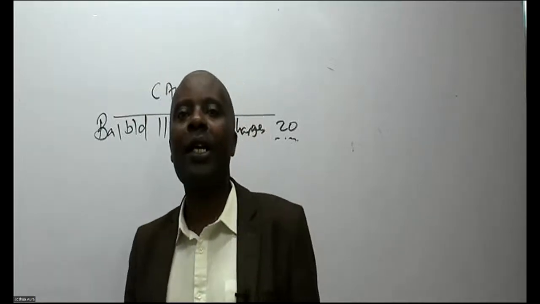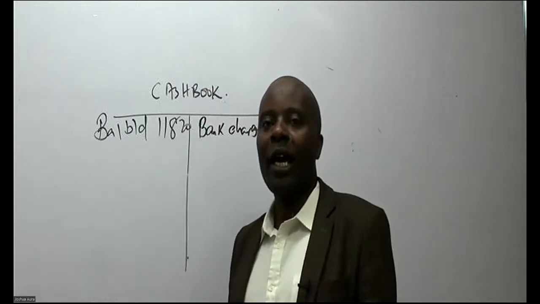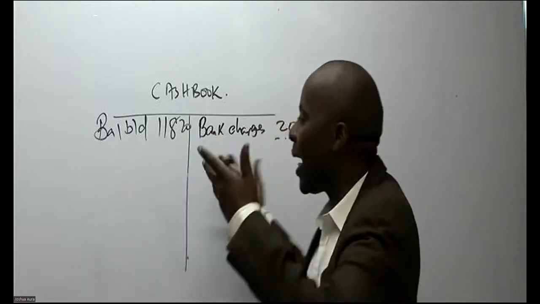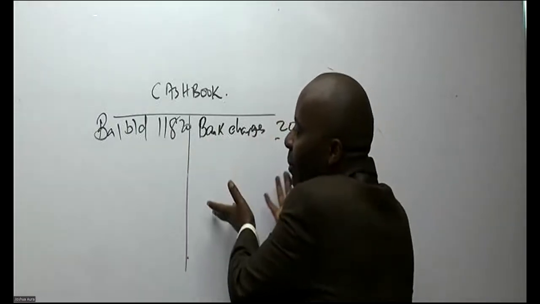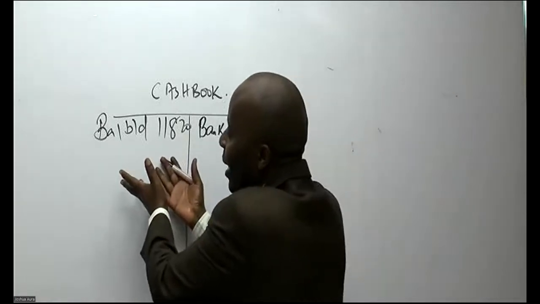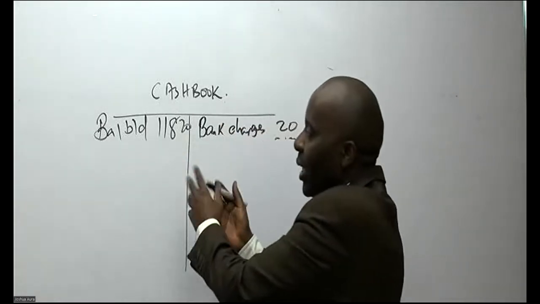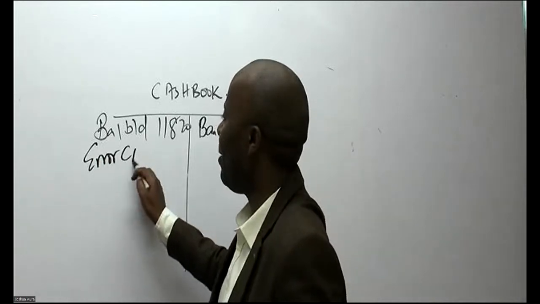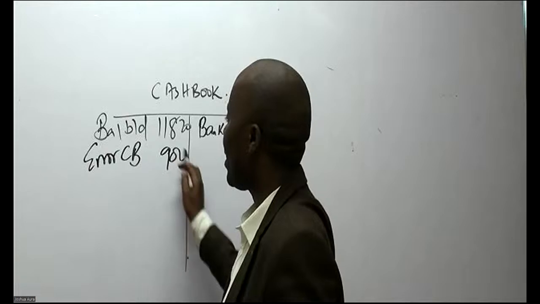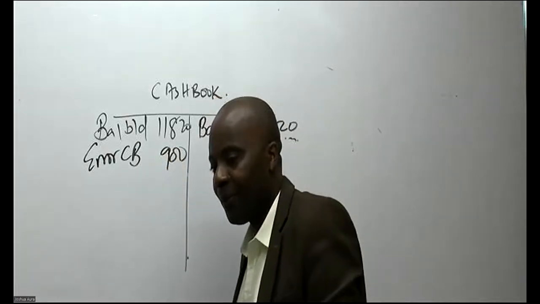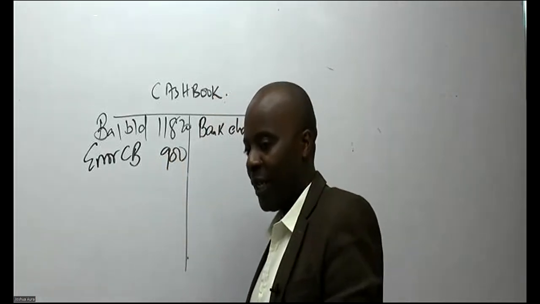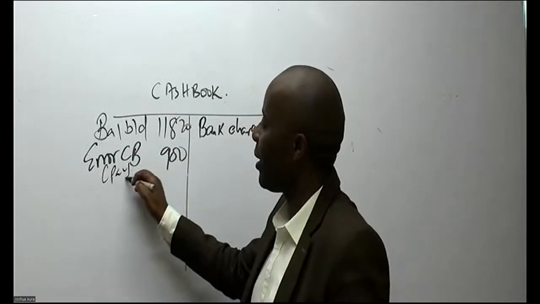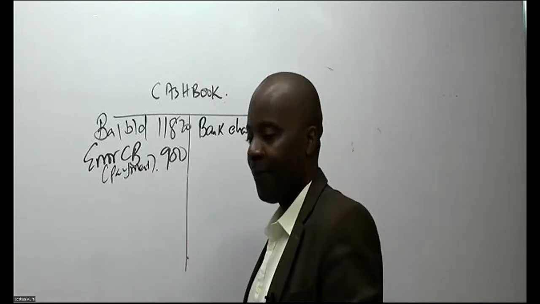So this error is an overcast. I paid more. I removed higher amounts from my cash book. So to cancel this higher amount, what do I do? I should come and debit here. So in this case we have an error in the cash book. Error CB, and the error is how much? 900. Error in the cash book, 900, as pertains to the payment.